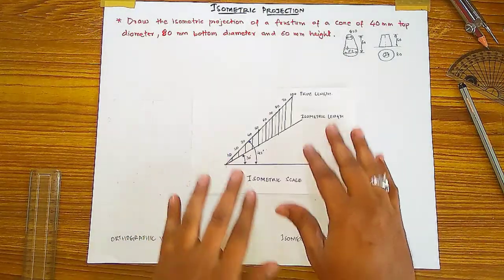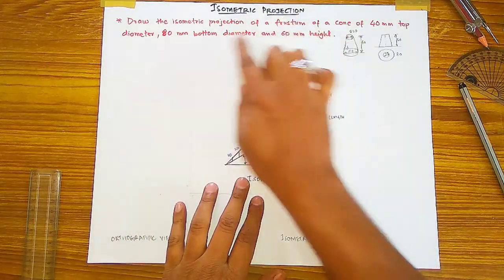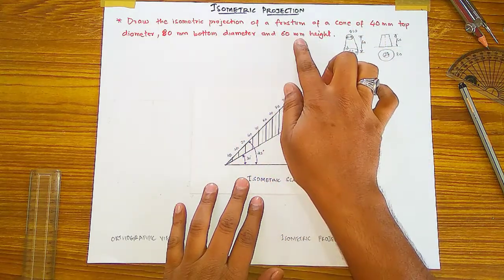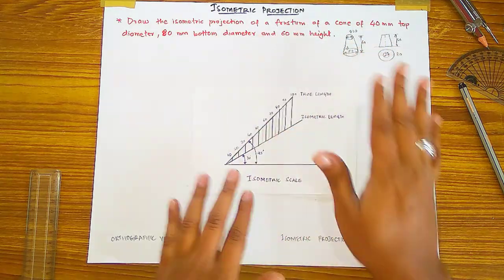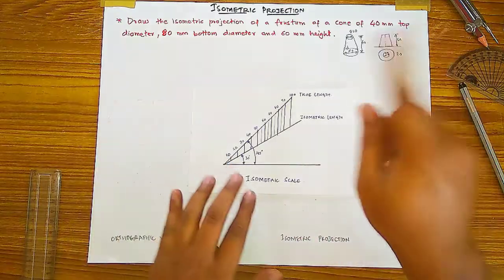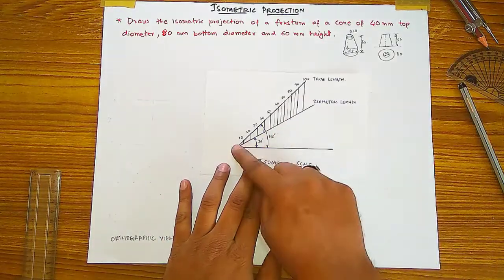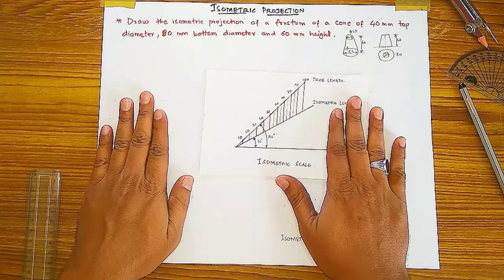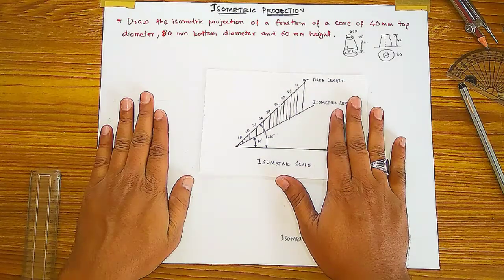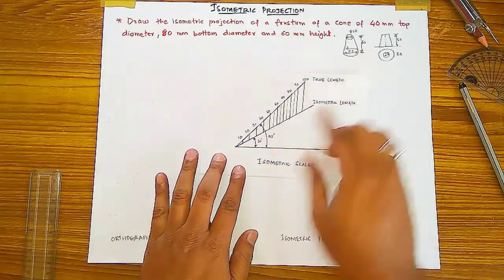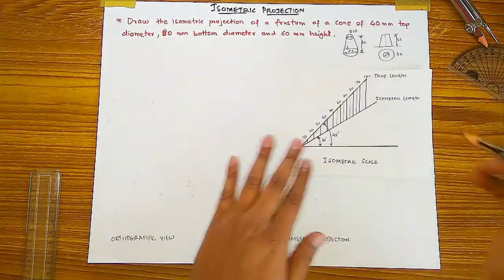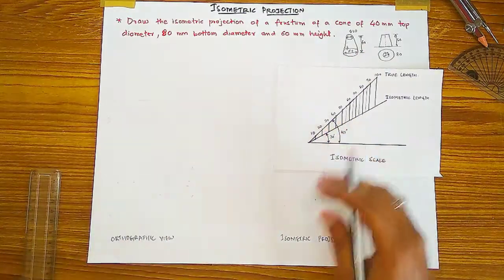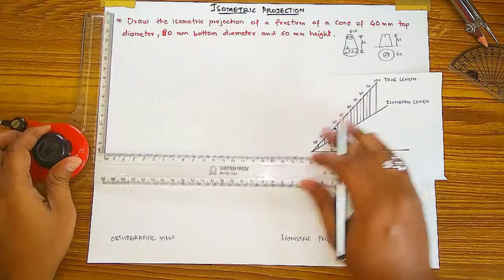The point is that in isometric projection, whatever dimensions are given in the question, we don't have to draw with those dimensions. With this isometric scale length, we have to draw each length of the line, each of the dimensions. I am going to explain in detail how to draw this. First we have to draw the orthographic view. So how to draw this orthographic view?